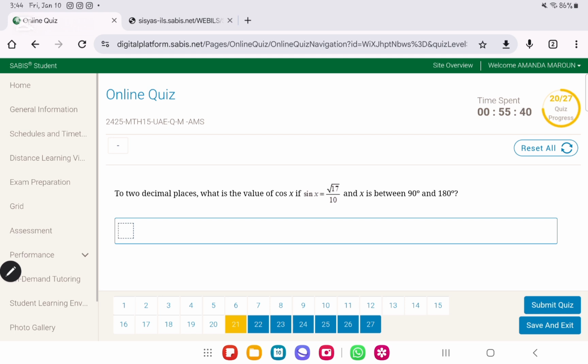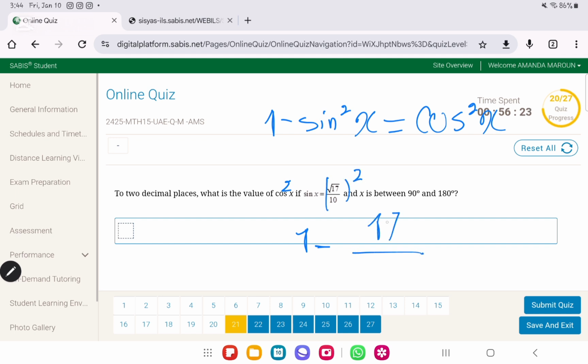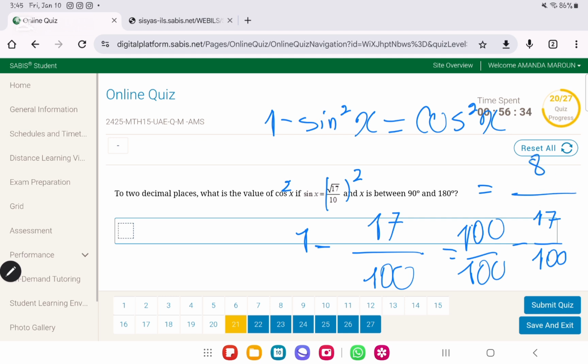Alright, so you can either skip this question if you want, or you can stay to see how I solved it. I think they probably want cosine squared x. So if they want cosine squared x, we know that 1 minus sine squared x is equal to cosine squared x. Okay, so that becomes 1 minus, we have to square this. It will then become 17 over 100. It will then be equal to 100 over 100 minus 17 over 100. So then it will become 83 over 100. So this over here is cosine squared x.